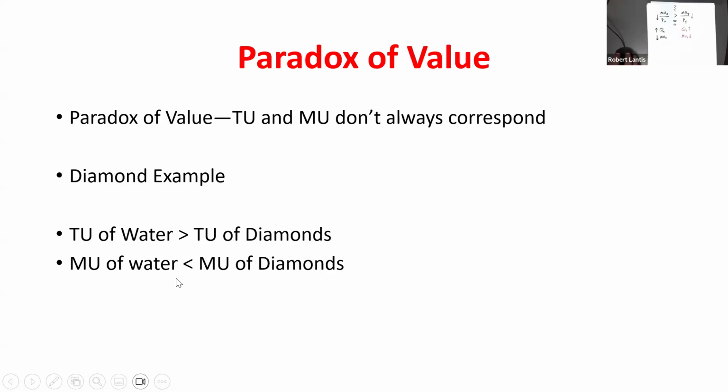It seems kind of counterintuitive. Why wouldn't I buy the thing that has a higher marginal utility? Because even though the marginal utility of water is low, what's true about the price of water relative to the price of diamonds? Water is essentially free, right?